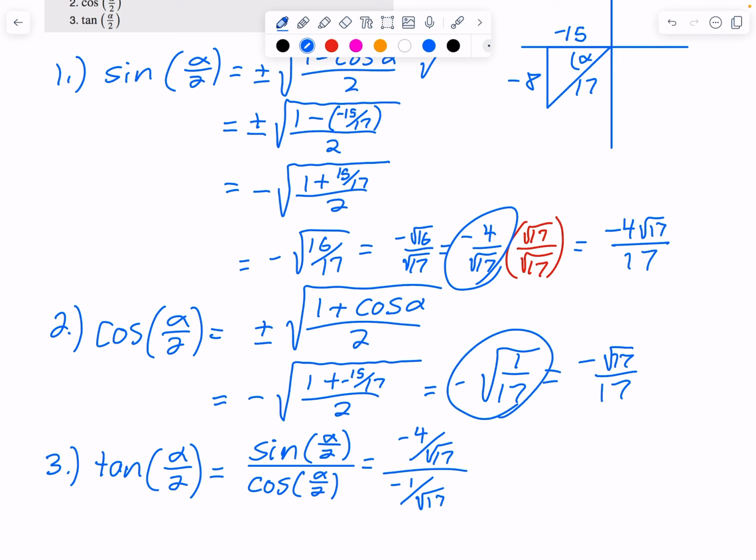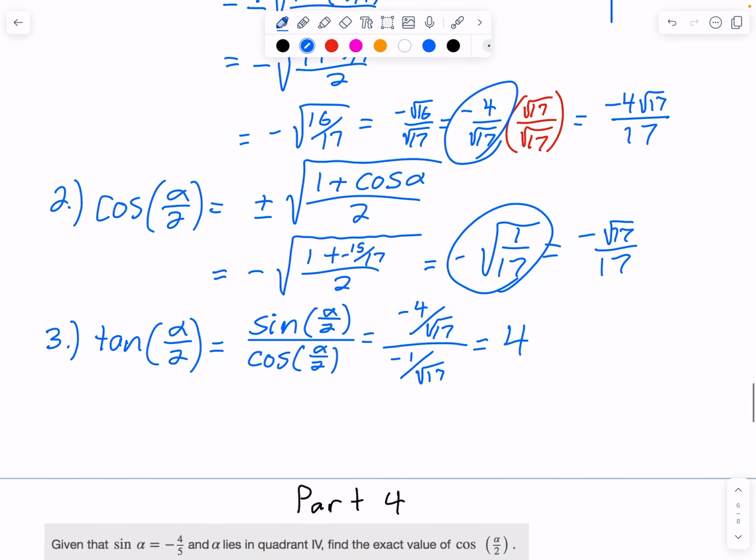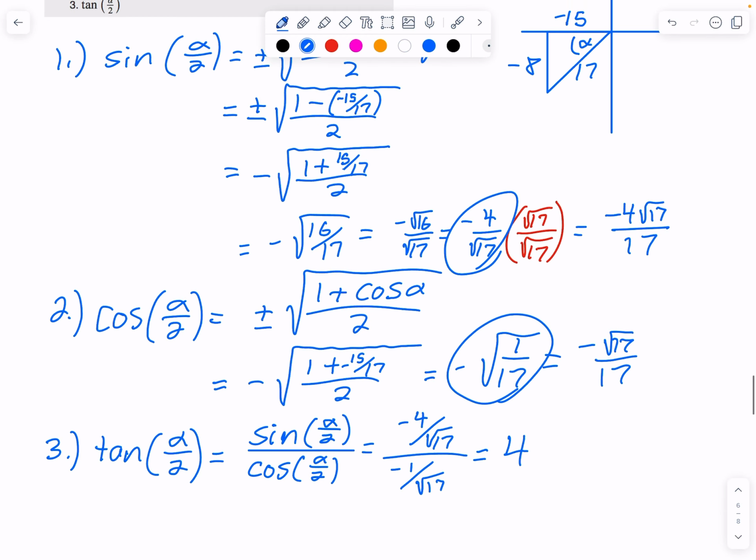That's this number here. If I were to take the square root of 1, you can see that the square root of 17s are going to cancel, and I'm just going to get a 4 over 1, which is our 4. All right, I think that's much easier than using the tangent formula. You're more than welcome to. It works just the same way. But I think this is less work.